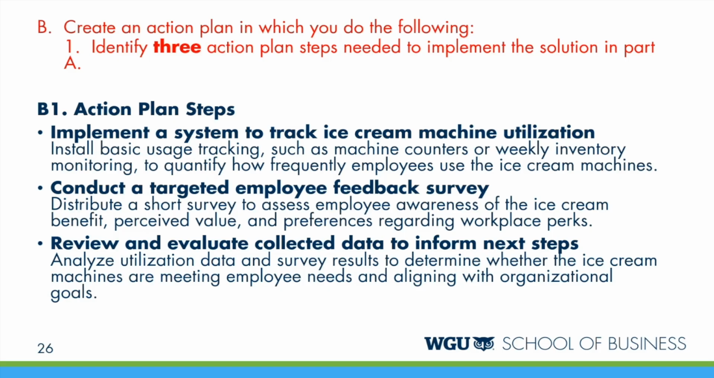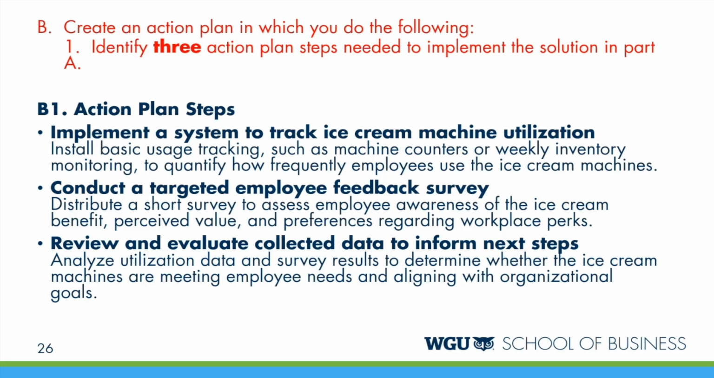So here's our action plans. Number 1, we're going to implement a system to track ice cream machine utilization. They didn't even know how much it was being used. So now we're going to install basic usage tracking such as machine counters or weekly inventory monitoring to quantify how frequently employees use the ice cream machines. We'll have data to look at.